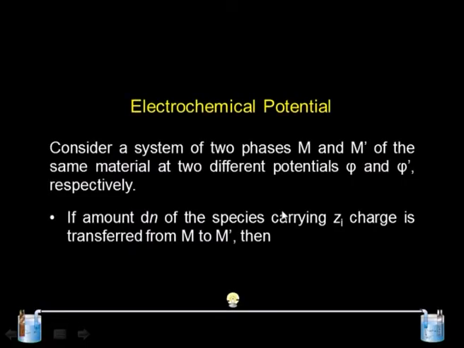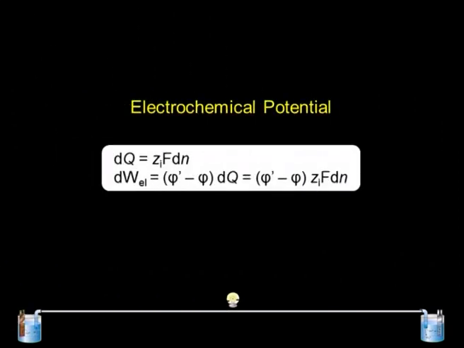If amount dn of the species carrying Zi charge is transferred from M to M dash, then we can write dq is equal to Zi F dn, and dW electrical will be equal to psi dash minus psi dq, which is equal to psi dash minus psi Zi F dn.